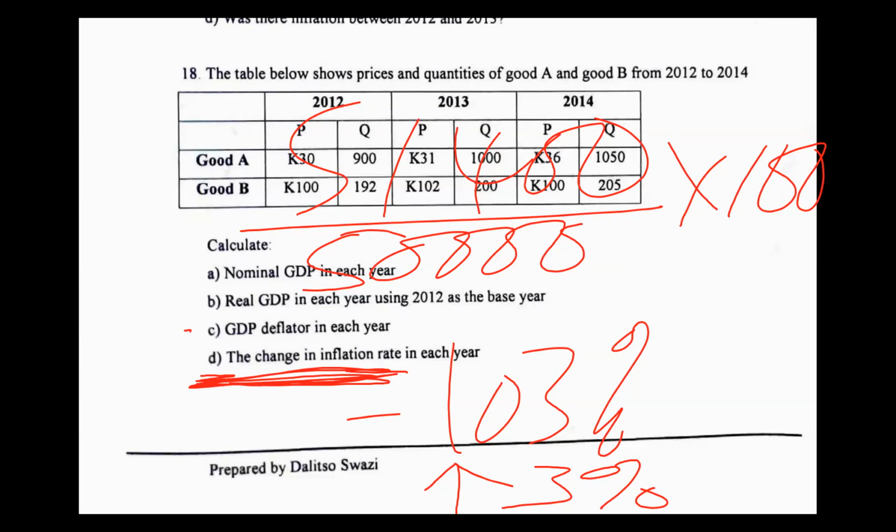Yes, I get you. If the question is ending on GDP, I understand. You just end here. But if it is also asking you to interpret or tell them the inflation rate, you subtract that 100 from that, then you see how inflation, how the price levels have changed. Right?